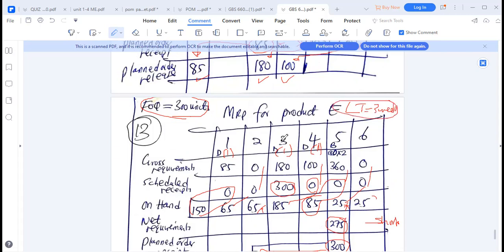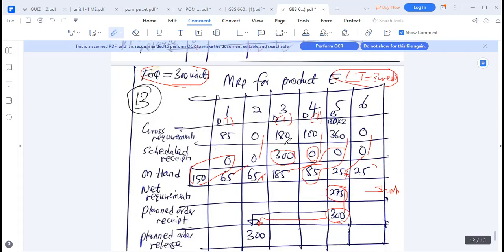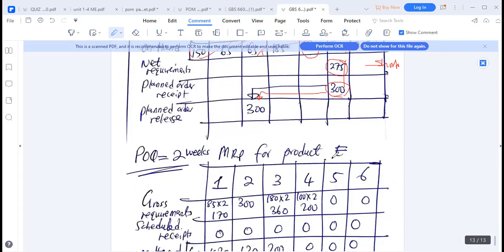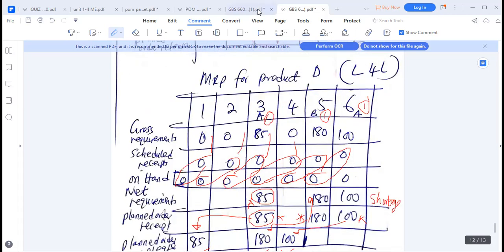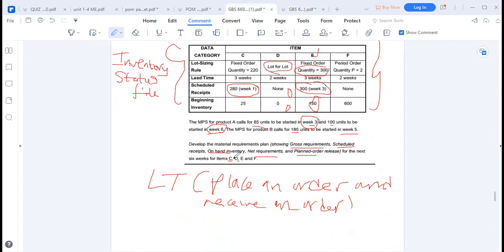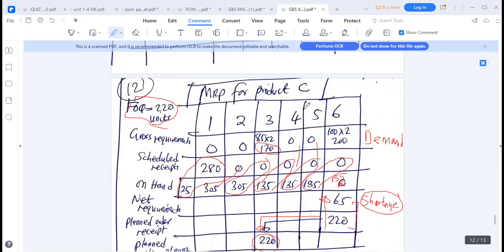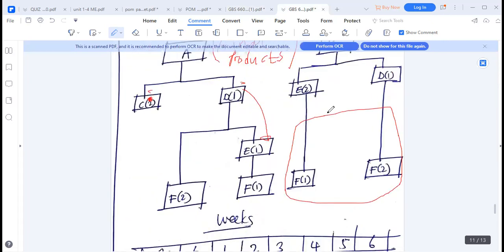Then getting down to MRP for product F now. So this is MRP for product F. So we have to check where F is coming from. Because our requirement was to prepare MRP for C, D, E, and F, we have to check where F is coming from. So we go back to the structure tree. The structure tree is very, very important.